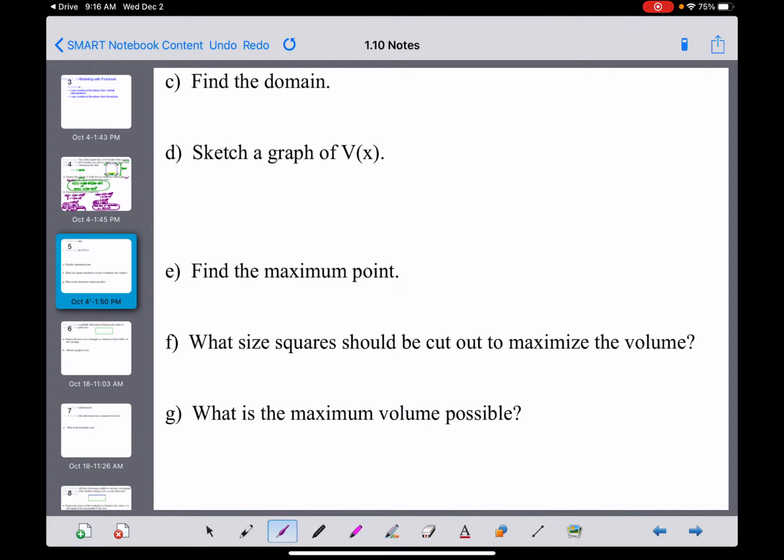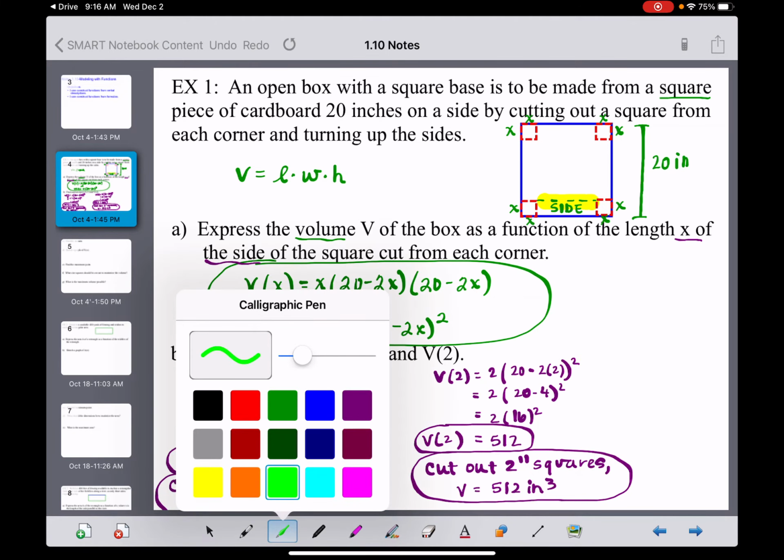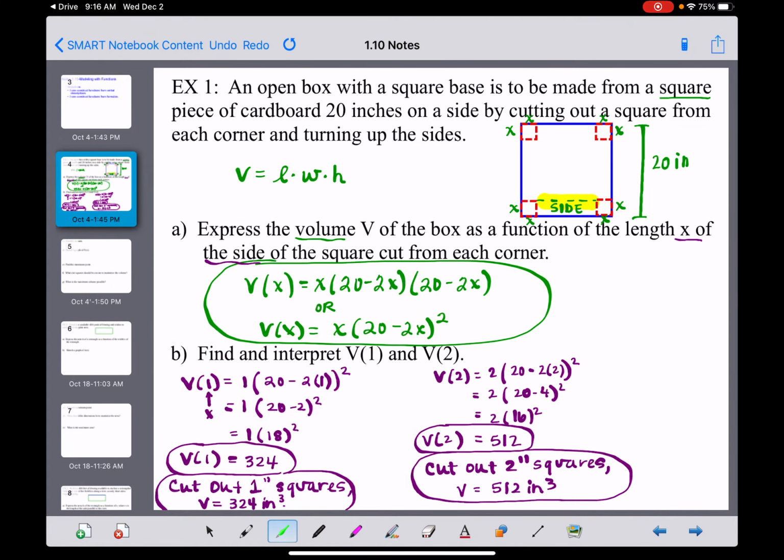So to find the domain, if we think about this graph, this is a polynomial. So we think that the domain is from negative to positive infinity. But I want you to think about up here, if we started cutting out bigger X's from each corner, remember they're going to be the same size. There's only so much we can cut out that would make sense in this problem. So if I just keep cutting out and they keep getting bigger and bigger and bigger, eventually I'm going to cut them out to where I cut everything out.